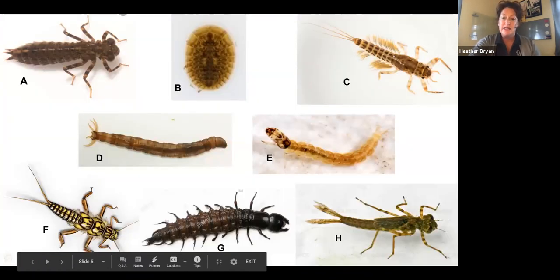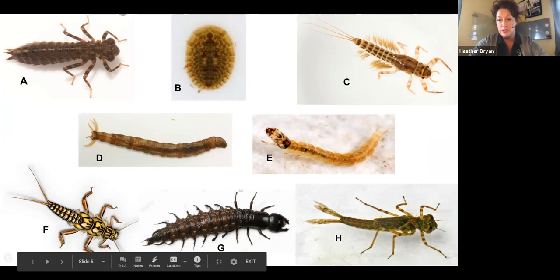All right, let's look at these organisms, A through H. These are just some images of organisms that are similar to the organisms that we're going to find today in the Alcovy River. What are some of the things that you see that may be different or distinctive with these particular organisms that would help you to identify what they are?